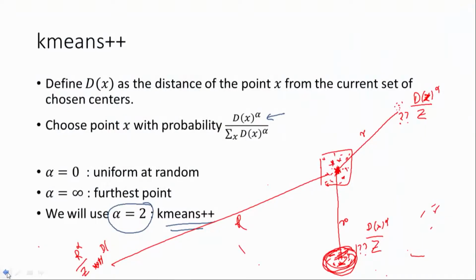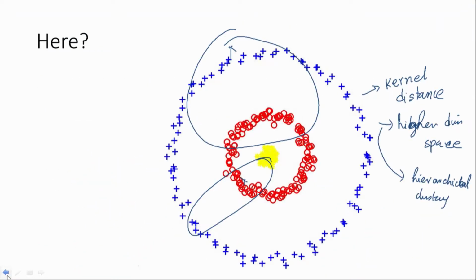Because previously, remember what happened in previous Lloyd's algorithm. We saw examples where we could get to solutions that could be much, much worse with respect to optimal. Remember this particular example that we saw?